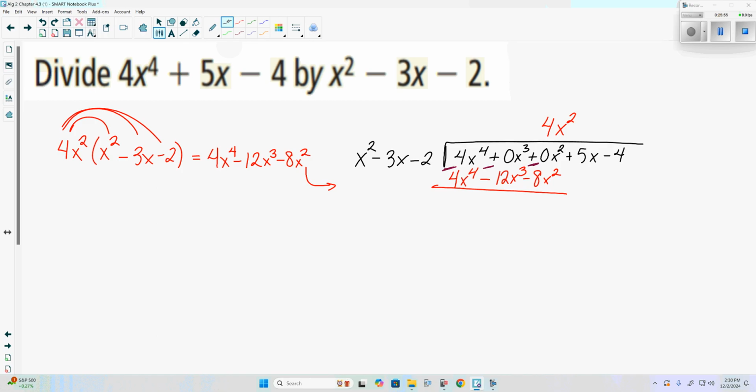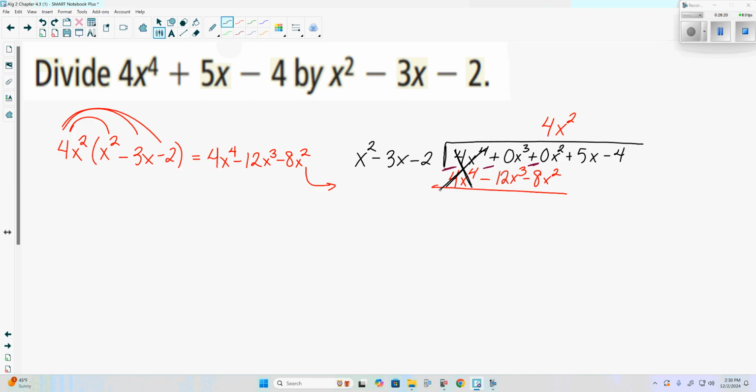Questions on anything we've done so far? We're going to subtract. 4x to the 4th minus 4x to the 4th. 4 minus 4 is 0, nothing. Because again, we want that first set of terms to cancel out each time we do this step.